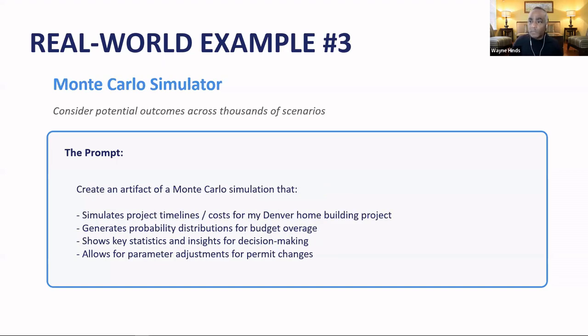And then another one, a Monte Carlo simulator. Consider potential outcomes across thousands of scenarios. And this one: create an artifact for a Monte Carlo simulation that simulates project timelines, costs, and some of the other things here, including budgeting and decision making, and then permit changes. All right, we'll get to that one.